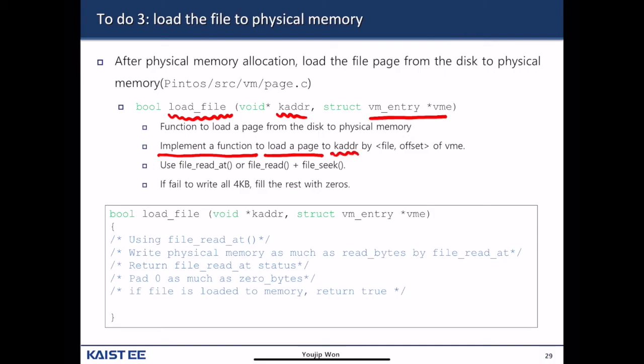And the associated data block is specified by file and offset, and it is specified in the virtual entry. And actually, the function that reads the file is already there. So you're going to use file read at or file read, and then you will use file seek to change the current location to read. Also, there's one more thing: the amount of data you are required to read may be less than 4 kilobytes. In that case, you fill the rest of the block with zeros. So don't forget.